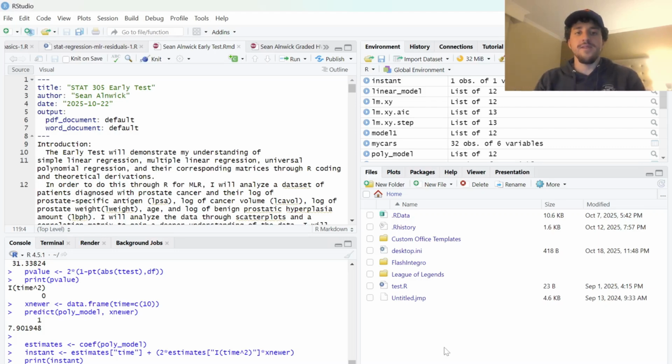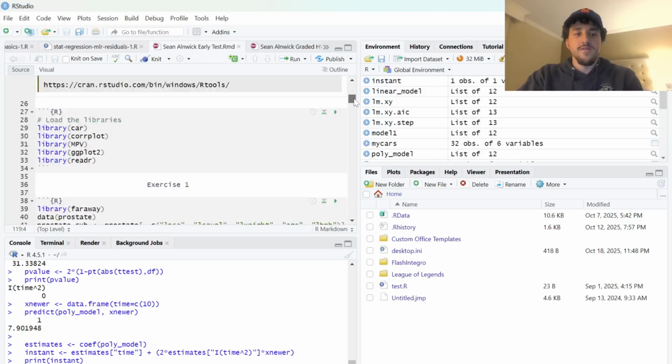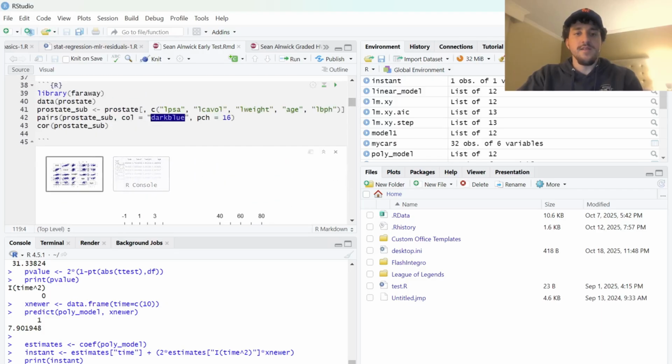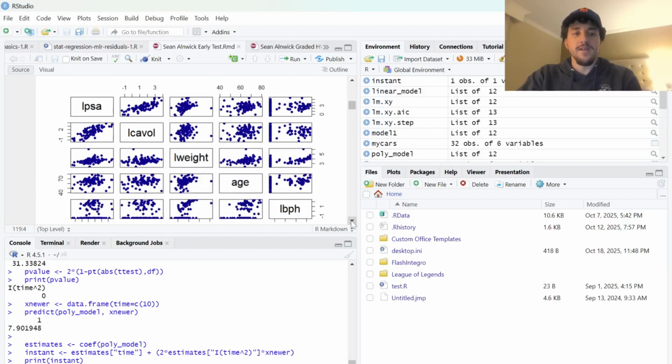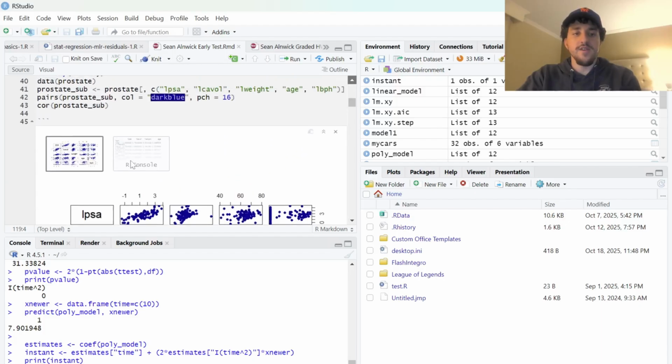Hello, today I will be demonstrating my understanding of simple linear regression, multiple linear regression, and polynomial linear regression through my completion of the early test. So in exercise one, we were given a data set that included a study of different factors associated with prostate cancer. We analyzed the data through scatter plots and a correlation matrix.